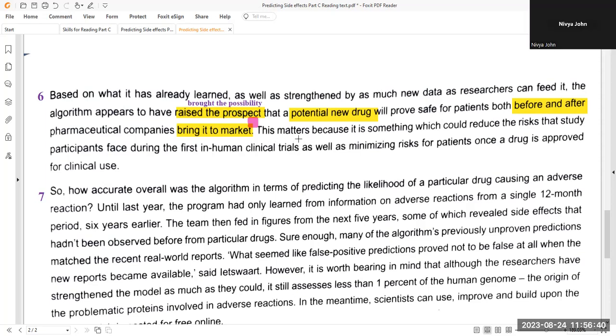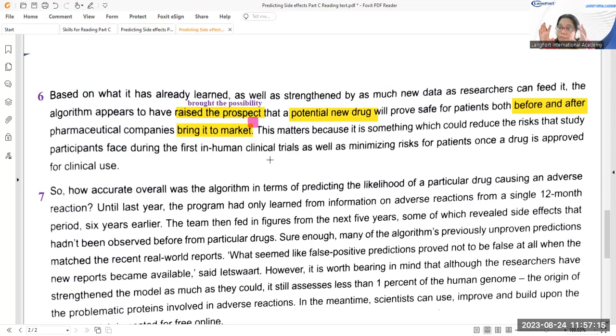Okay, this matters because it is something which could reduce the risk that study participants face during the first in-human clinical trials, as well as minimizing risk for patients once a drug is approved for clinical use. This matters. What matters? The prospect of a new drug that is safe before it is brought to the market and after it is brought to the market. This matters. This is important. Why? Because this is something which can reduce the risk that study participants face during the first in-human clinical trial.